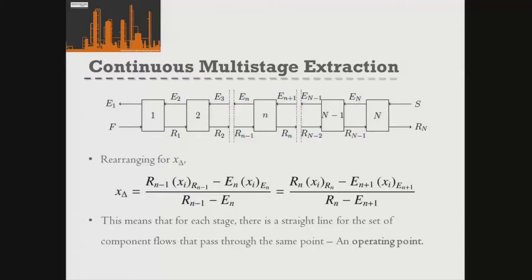So if you remember going back to distillation with McCabe-Thiele, you have an operating line. If you looked at the Ponchon-Savarit method for distillation, you get an operating point. So this Hunter-Nash method is similar to that, and you get a key operating point. And what we'll do is we'll look at how we actually use this operating point to design our multi-stage system.